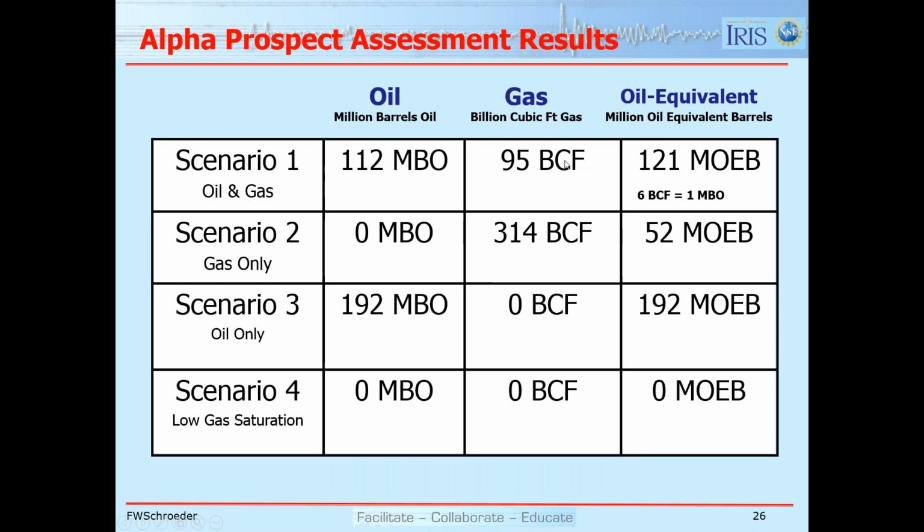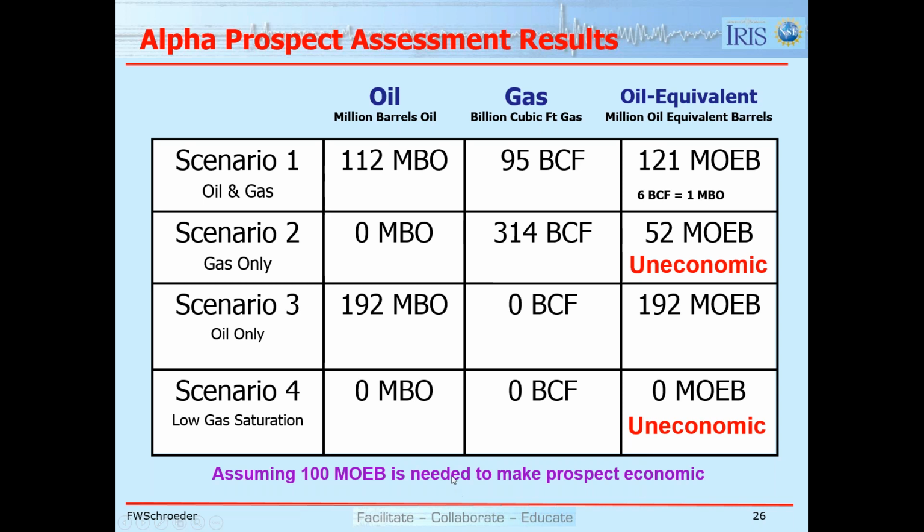We can turn this gas into equivalent value of oil. 6 billion cubic feet is equivalent in value to 1 million barrels of oil. And so I can come up with the oil equivalent of 121 million oil equivalent barrels. If it's only gas, there's no oil, 314 billion cubic feet. That turns into 52 million oil equivalent barrels. If it's oil only, then it's 192 million barrels. And if it's low gas saturation, there's nothing that is going to be economic and that we're going to recover.